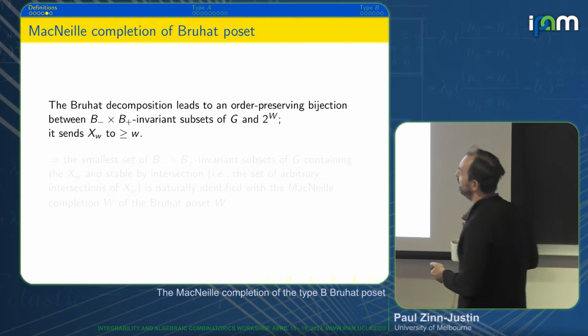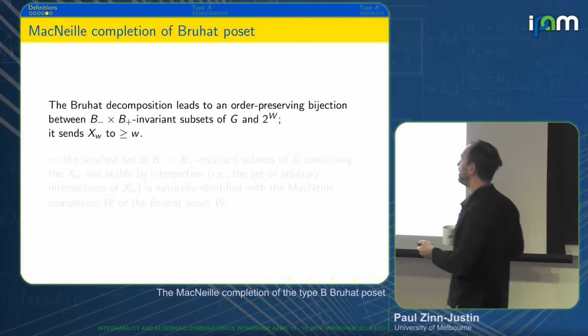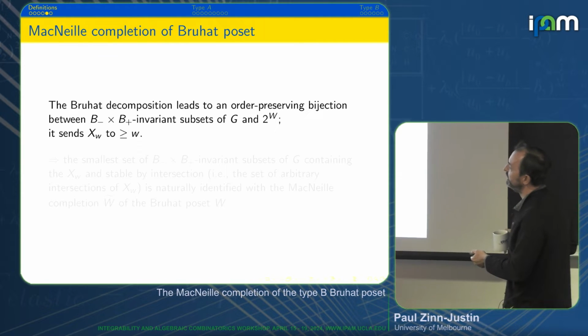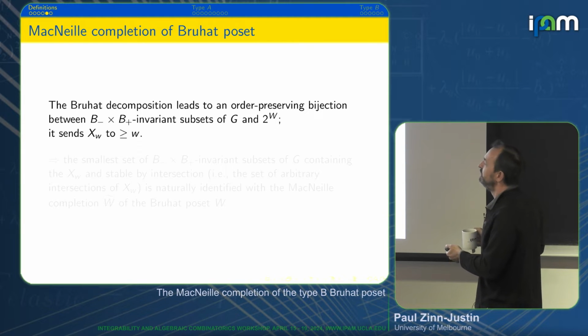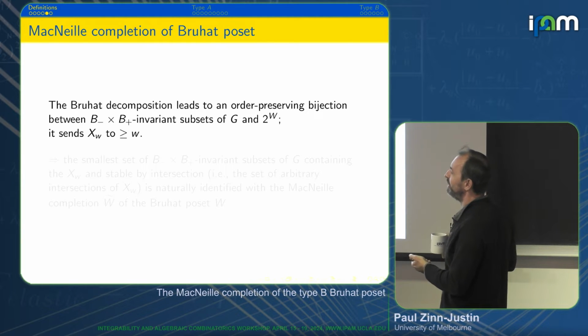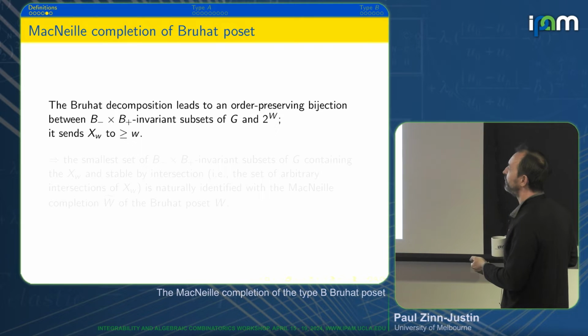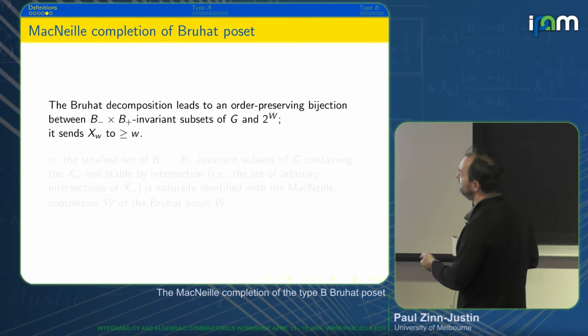Well, if you think of XW as kind of like, so remember XW is the closure, so naturally, when you take the closure, you pick up everything that's smaller in containment and therefore greater in reverse containment, so that means you pick up exactly all the elements of W that are greater or equal to W.